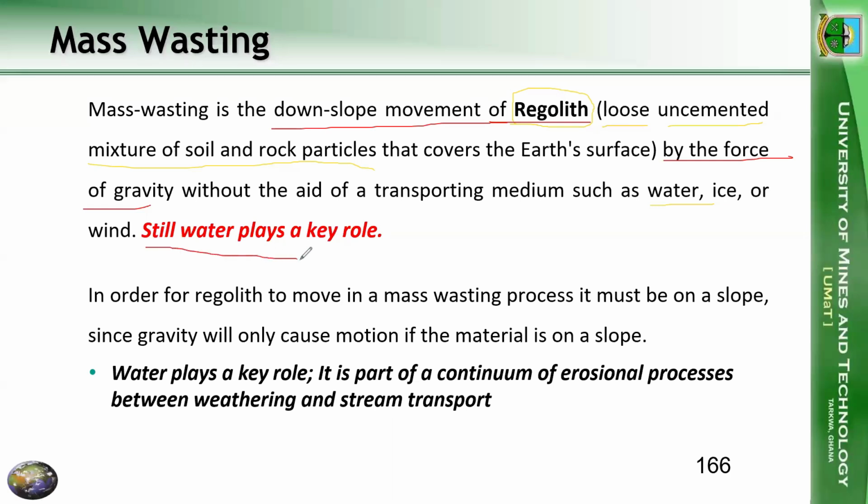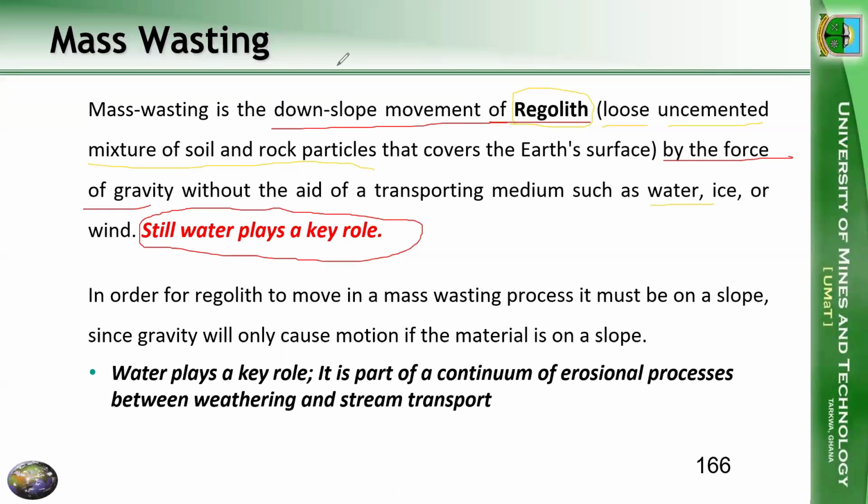Does that mean water does not play a role? Not at all. Water plays a role, but the material is not being moved by water. It's not being transported by the water. It doesn't mean water may not facilitate this. So water will play a role, and very soon we'll see the actual role of water in mass wasting.